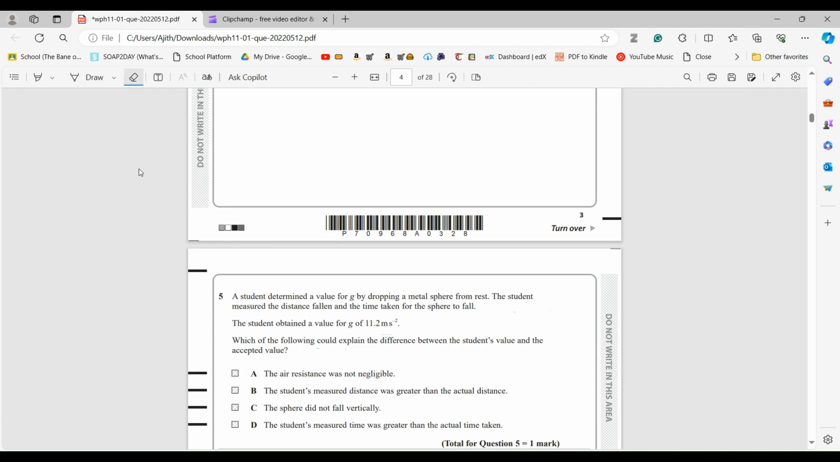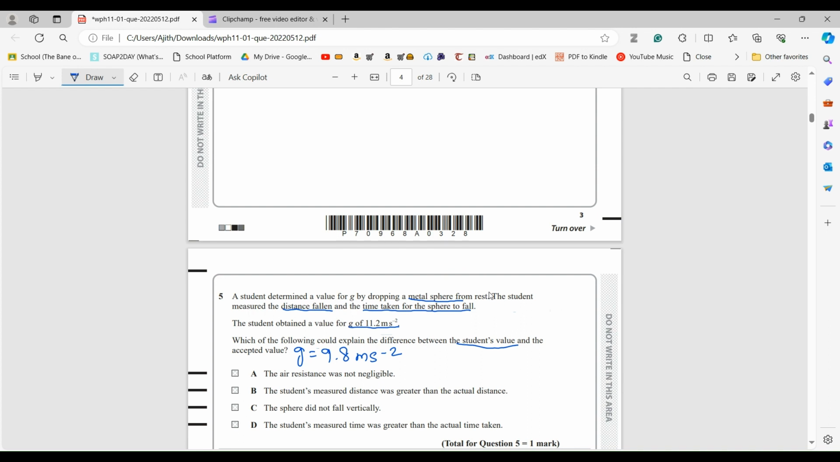Question 5. A student determined a value for g by dropping a metal sphere from rest. The student measured the distance fallen and the time taken for the sphere to fall. The student obtained a value for g of 11.2 meter per second square. Which of the following could explain the difference between the student's value and the accepted value? The accepted value of g is 9.8 meter per second square.